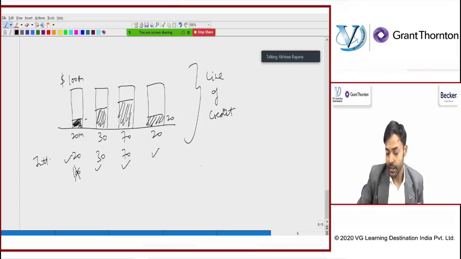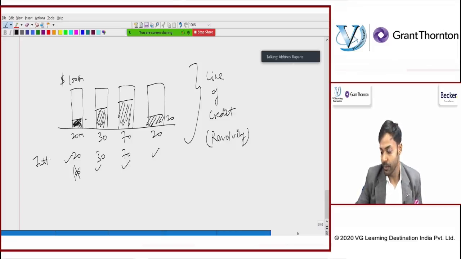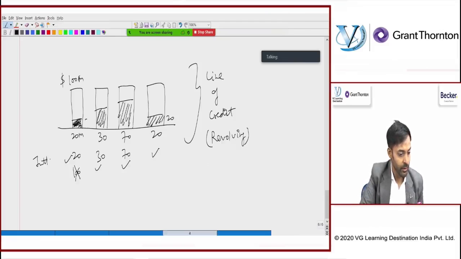This particular facility is called the revolving line of credit. We'll do line of credit in much more detail when we progress in the other modules. In case you want to note, please note.